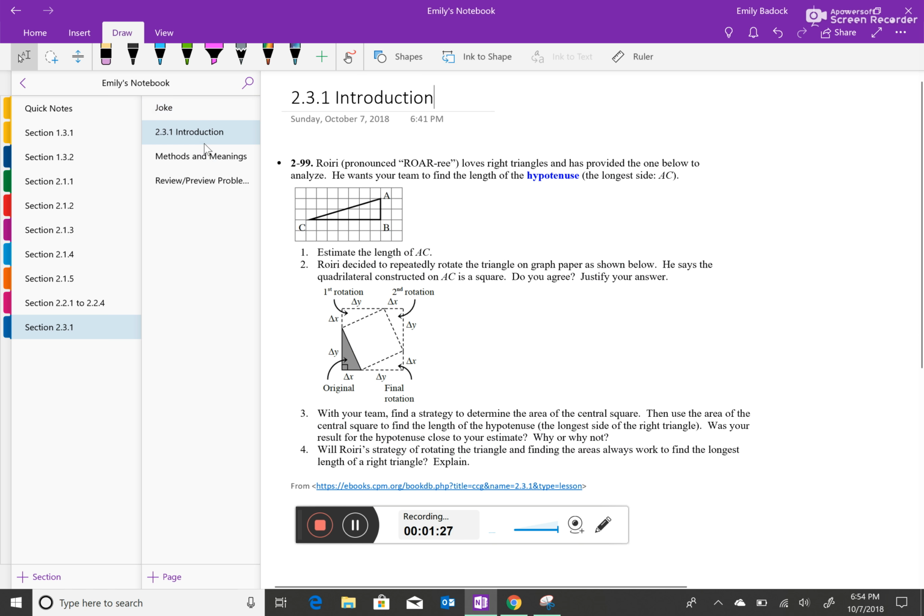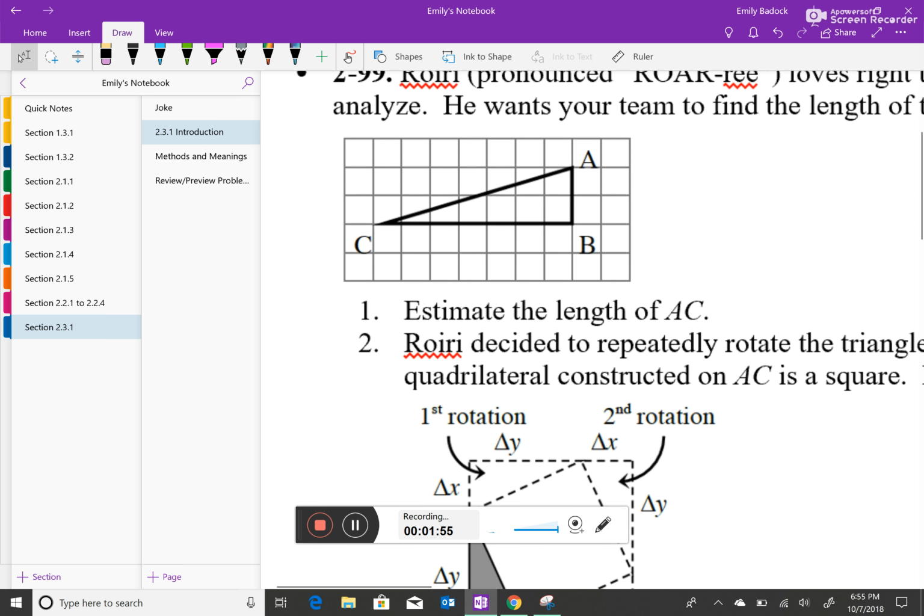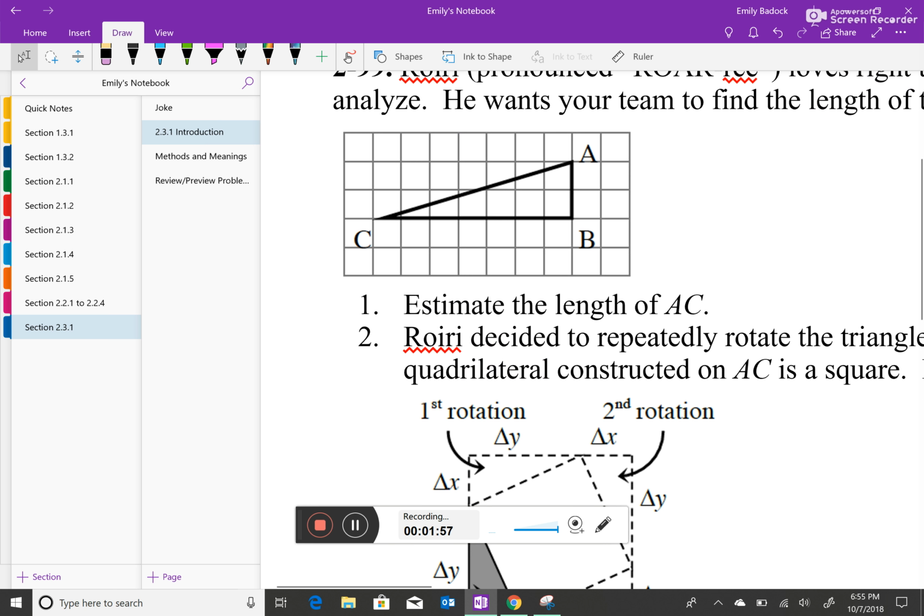Alrighty. If you don't have your notebooks out right now, go ahead and pause the video, get your notebook out so you can write 2-99 down, because it is a very important idea, but I think it's something we can just go through in this video. It starts with Rory, who loves right triangles, and he provided the one below to analyze. He wants your team to find the length of the hypotenuse, the longest side, so AC. So there we are using our vocab again.